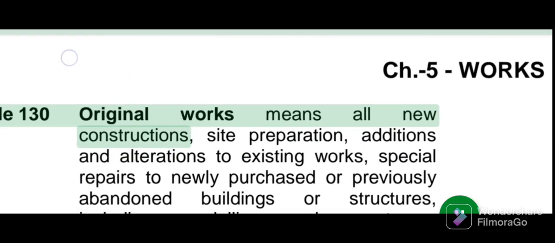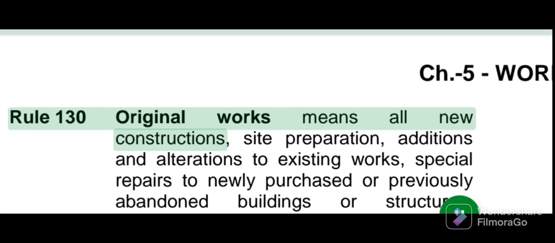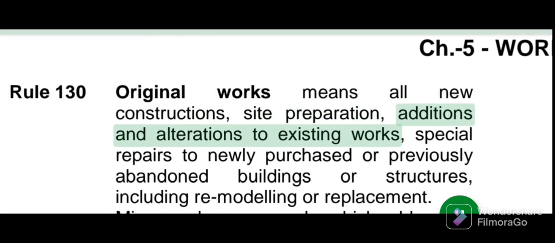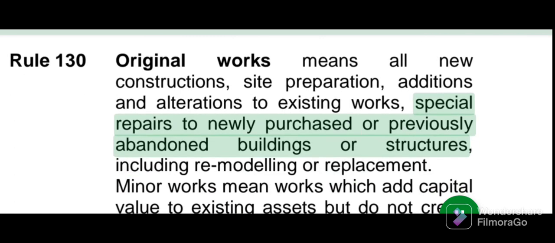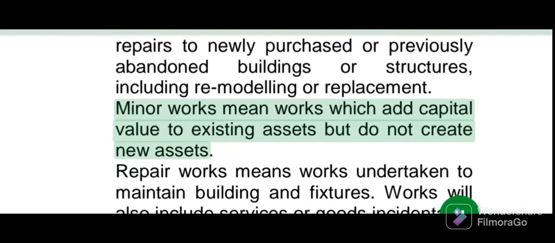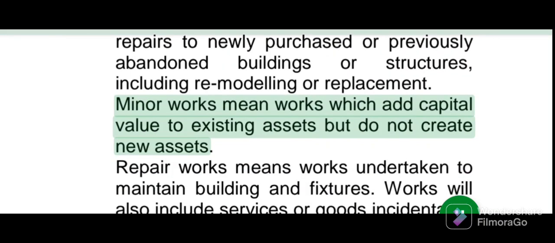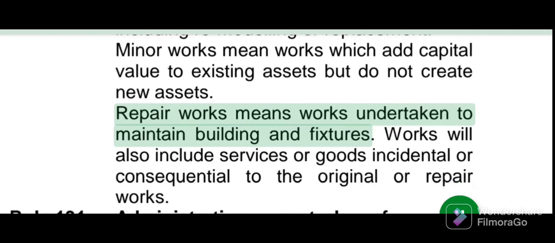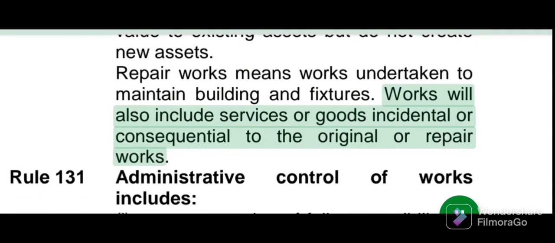Rule 130. Original works means all new constructions, site preparation, additions and alterations to existing works, special repairs to newly purchased or previously abandoned buildings or structures, including remodeling or replacement. Minor works mean works which add capital value to existing assets but do not create new assets. Repair works means works undertaken to maintain building and fixtures.